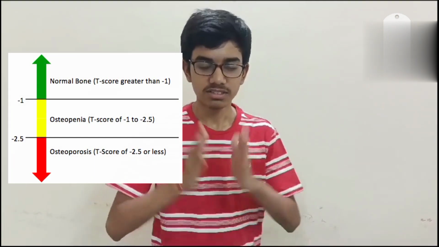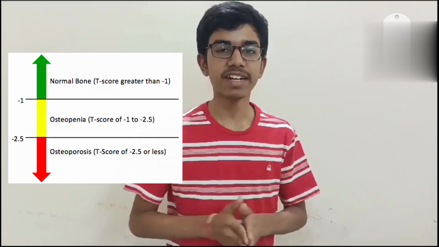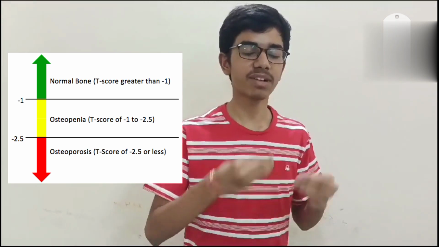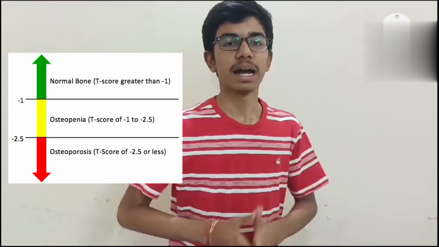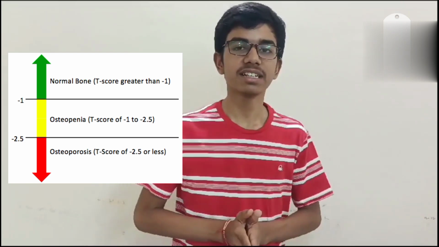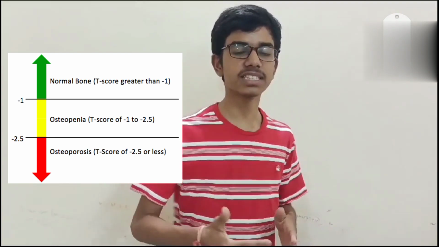If you do this DEXA scan and the reading is above -1, that means you are normal. If the reading is between -1 and -2.5, that means the person is suffering from osteopenia, which means that your bone is weak. But if the person is suffering from osteoporosis, then the reading will be below -2.5. That means the person is suffering from osteoporosis. So this is the diagnosis for osteoporosis.